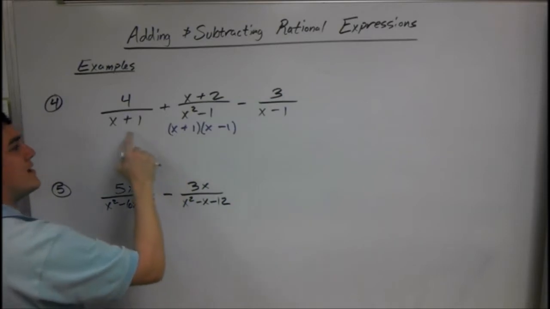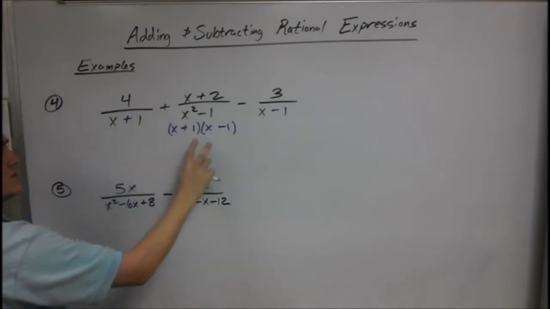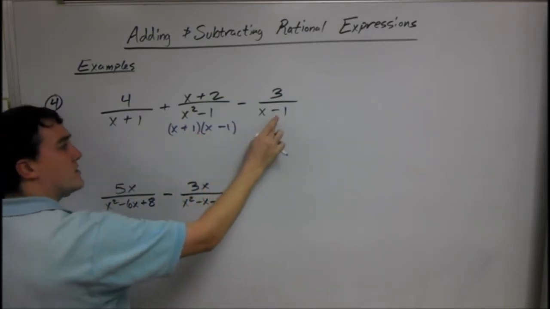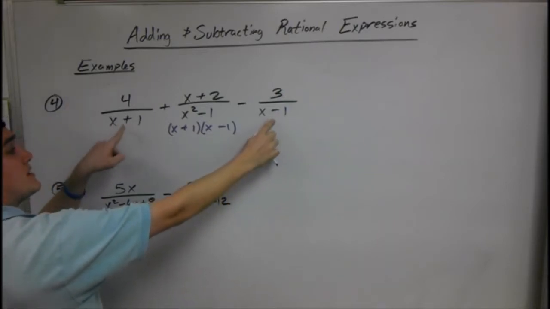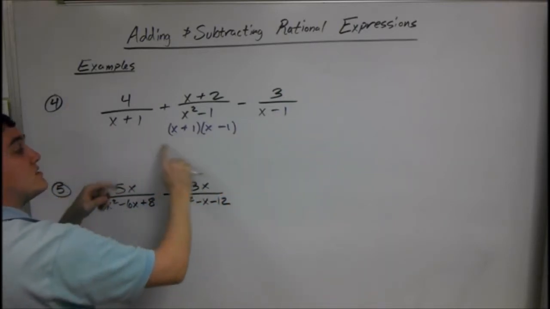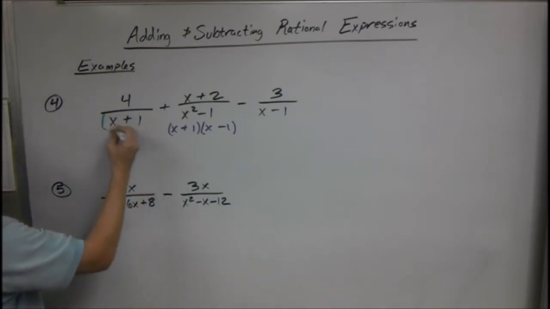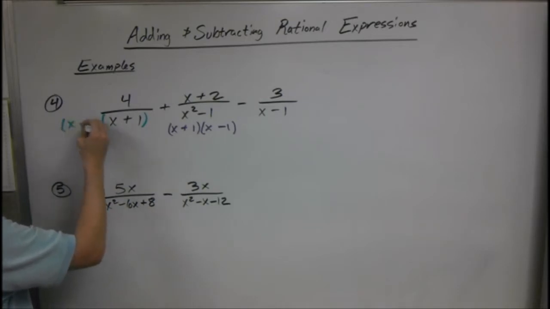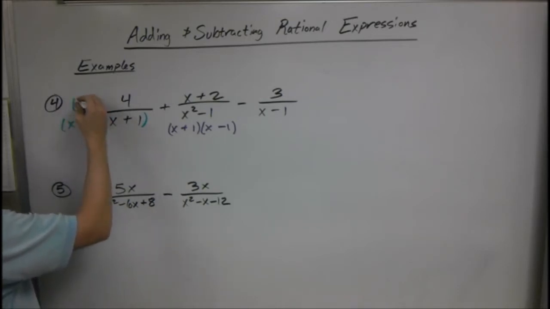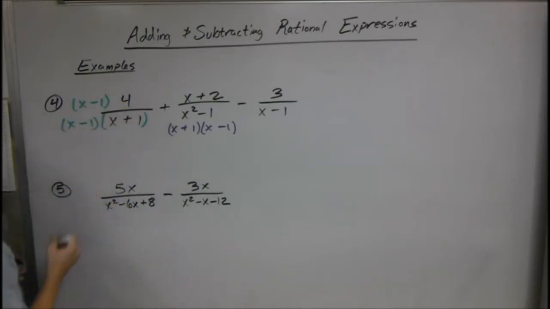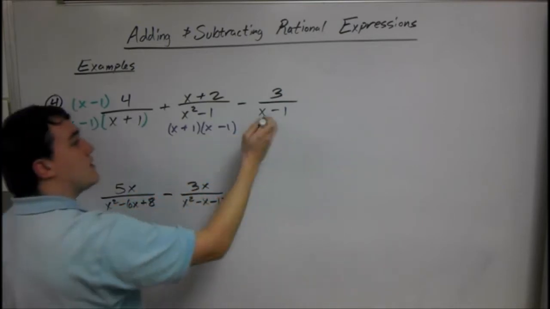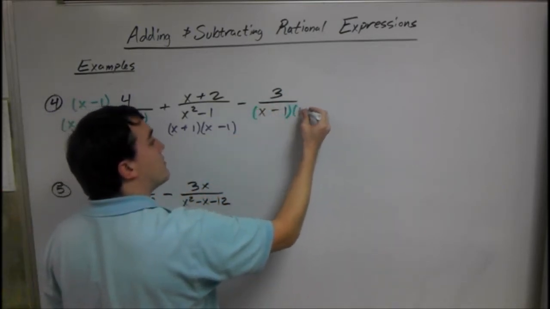And we see this is x plus 1, this is x plus 1, x minus 1, this is x minus 1. If we multiply these two, we get this. So this is our common denominator. So all we have to do is add an x minus 1 to here. Do it on the bottom, you gotta do it on the top. And we need an x plus 1 here. And that'll give us common denominators everywhere.